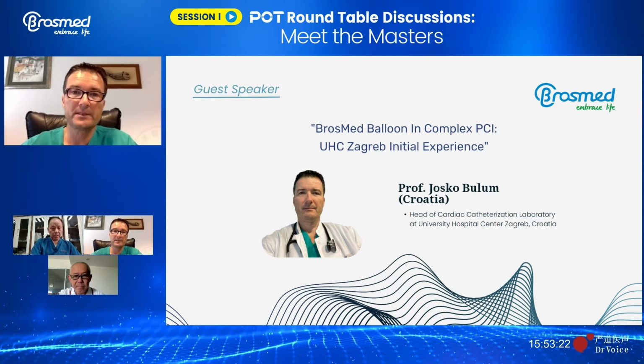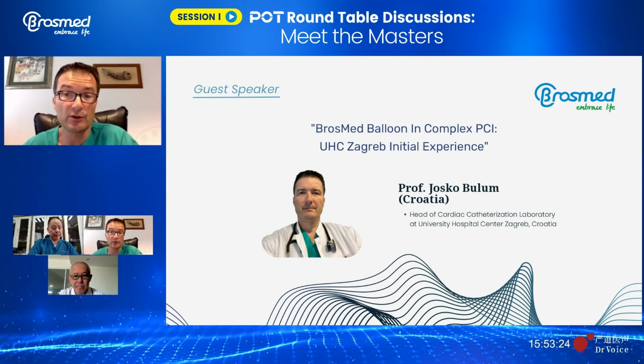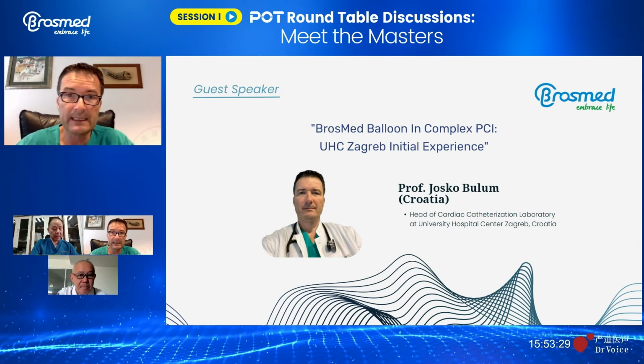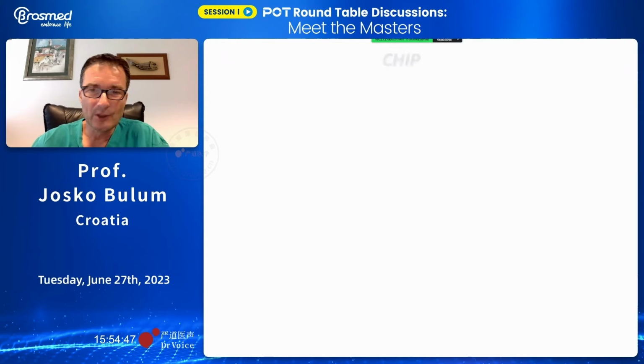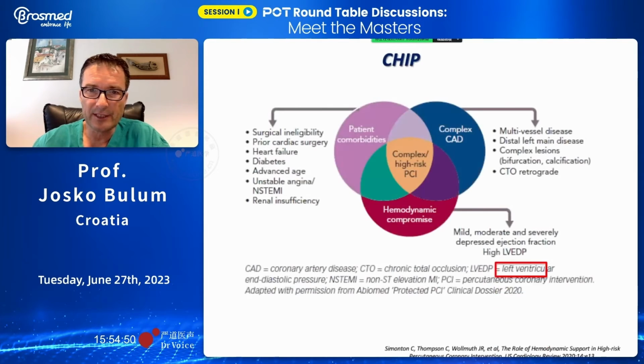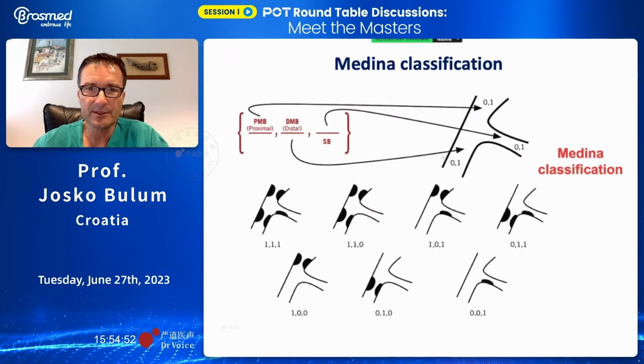So I would like to present altogether 3 very short cases in which we used the POT balloon, and in which cases we found the POT balloon very, very useful. First was a 64-year-old man, arterial hypertension. I'm sorry, so I will be very quick. As I said, bifurcation lesions are one of the complex lesions.